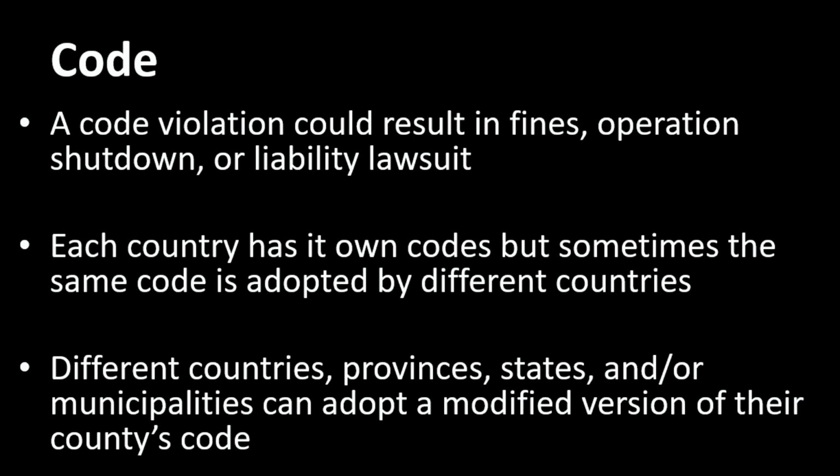Different countries, of course, have different codes, and different provinces, states, and/or municipalities can adopt a modified version of their country's code. So I'm from Saskatchewan, province of Saskatchewan. There's the Canadian code, and the province of Saskatchewan has the right to adapt the Canadian code with some modifications or deviations. Here, the IEEE headquarters is in New Jersey, so the state of New Jersey can adapt the National Electric Code in the US with some modifications that the state of New Jersey would accept.